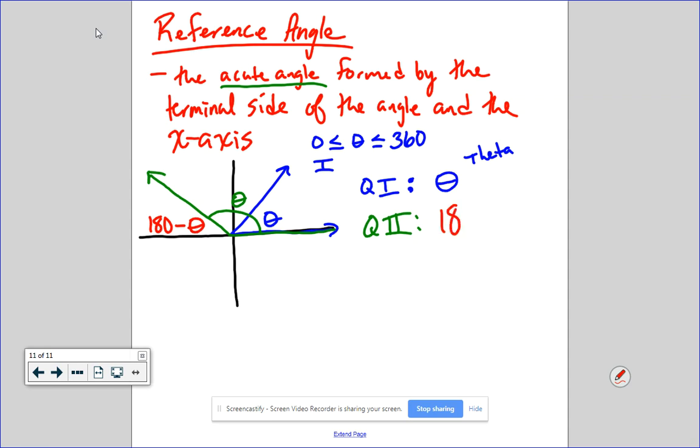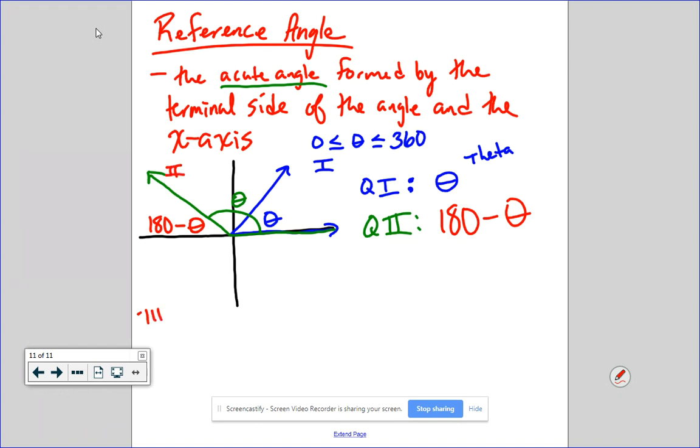So my reference angle for quadrant 2 is just 180 minus theta. So you're trying to find a reference angle that is acute for any angle within our 4 quadrants. Okay? So that was quadrant 2.